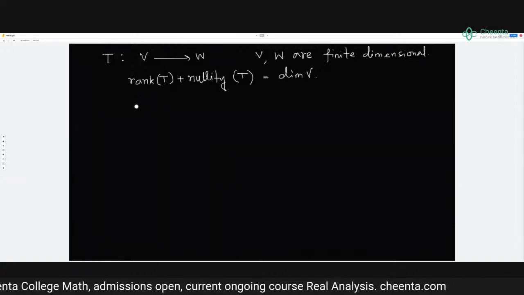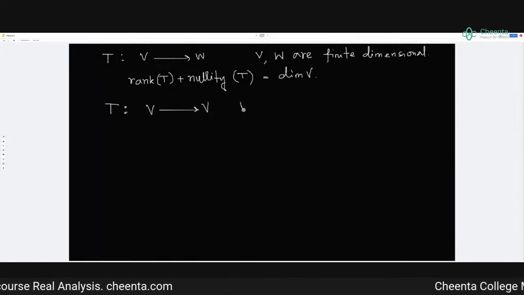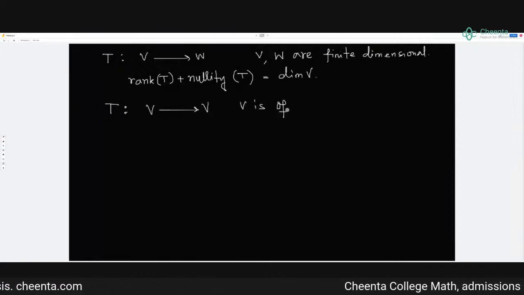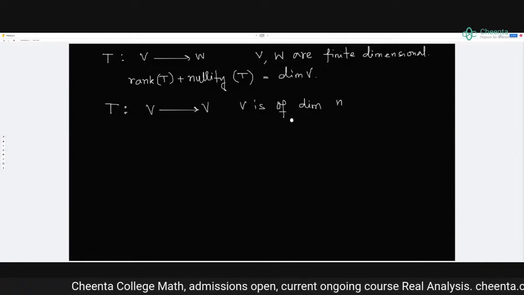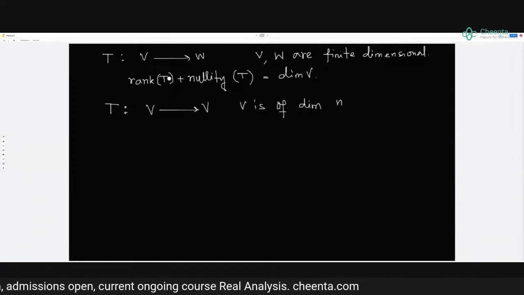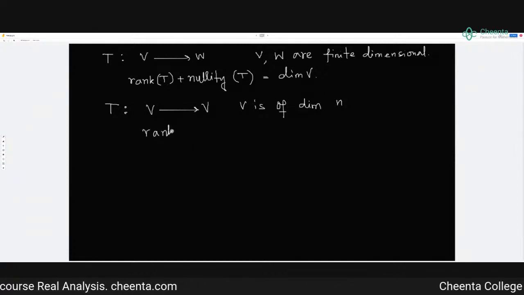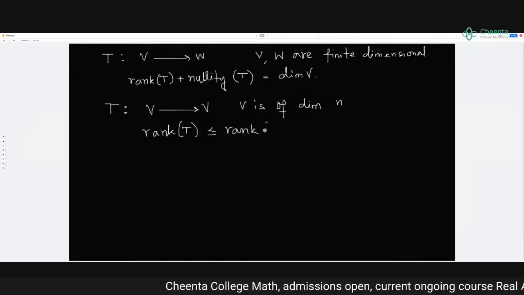here the problem gives you a linear operator from V to V, where V is of dimension n, and it gives you another criterion, that rank of T is less than or equal to rank of T cubed.